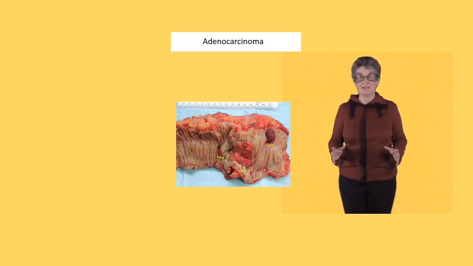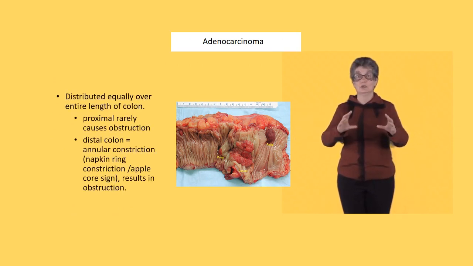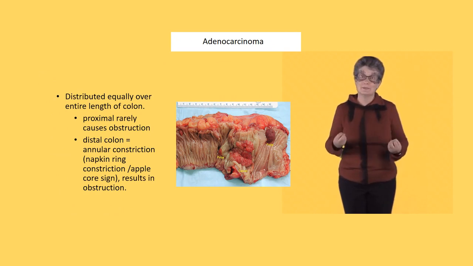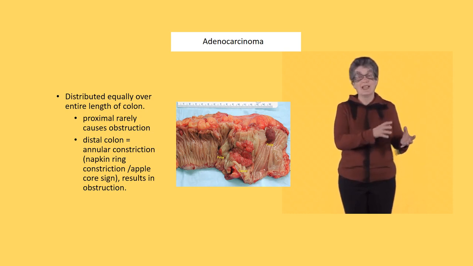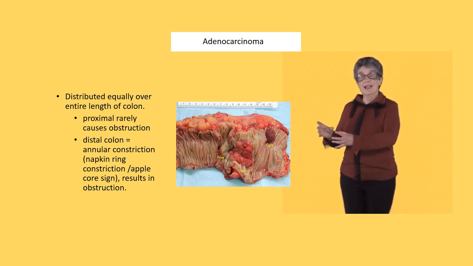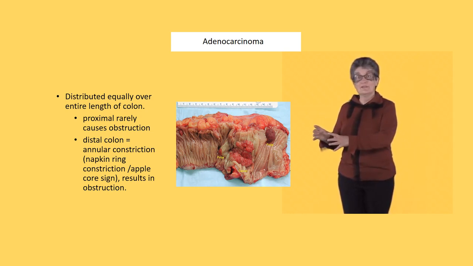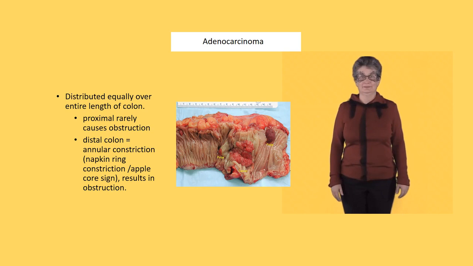Sporadic adenocarcinoma is distributed equally over the entire length of the colon. It has different symptoms depending where it occurs. Proximal adenocarcinoma rarely causes obstruction and will often present with iron deficiency anemia. In the distal colon, an annular constriction gives rise to a tight apple core that presents with obstructive symptoms.